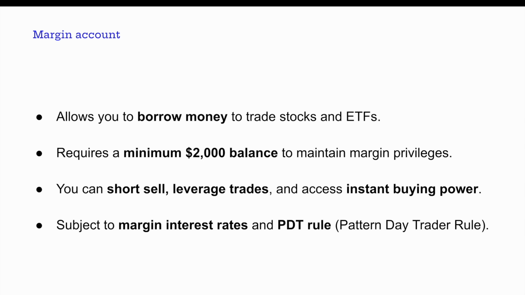What this basically means is you need $2,000 at least to be able to even get any margin. I think once you have more than 2,000, you get 2 times margin, and then anything above 25K is 4 times margin. On a margin account, you can short sell, and you can leverage trades, which basically means what I talked about earlier, using their money with yours, and you have access to instant buying power, guys.